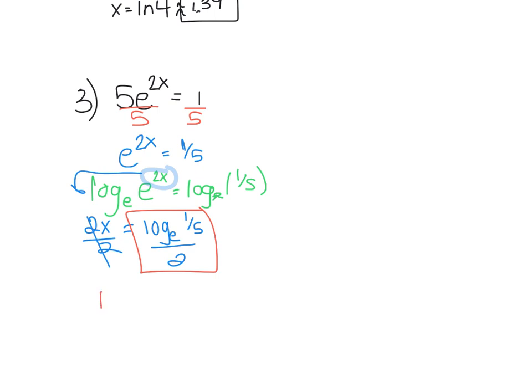But remember, log base e is built into our calculator, so that's easy for us to do. So you would type the ln button, ln on your calculator. Then on your screen, you'll see ln, and you would just type in 1/5, close the parentheses, and divide by 2.